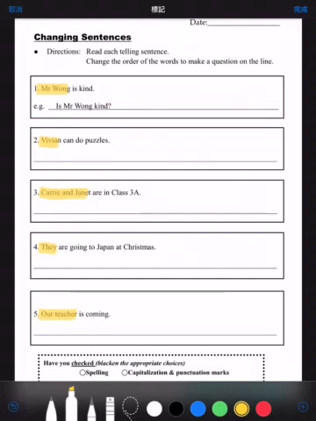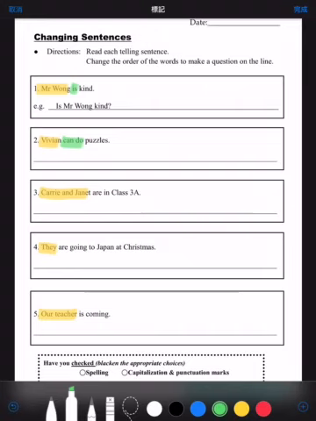And then let's try to identify the verb. For the example, number 1, Mr. Wang is kind. Is is the verb of the sentence. Number 2, Vivian can do puzzles. Sometimes we can have more than one verb. Okay, can do are both the verb. They are like the verb buddy.